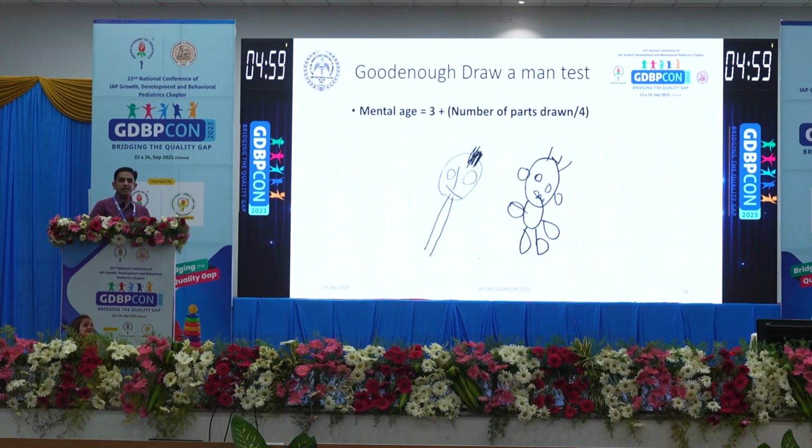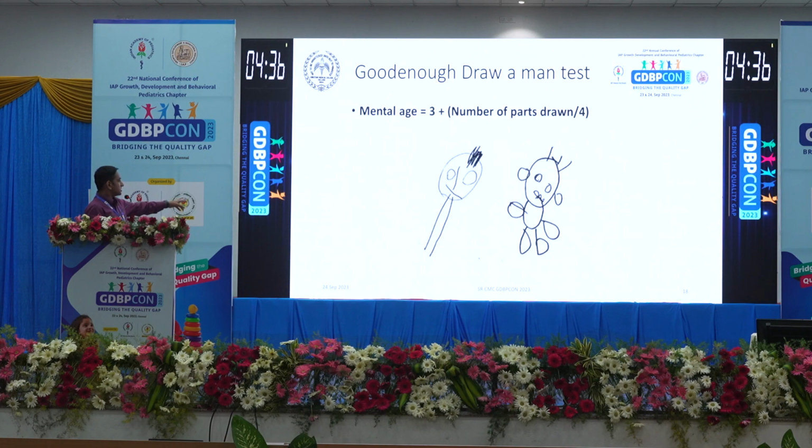And another simple test that you can perform bedside is the good enough draw a man test. Good enough draw a man test is done for a child who is more than 3 years of age. At 3 years is when a child can draw a circle. Circle is the first representation of head. That is why you start doing it beyond 3 years of age. Number of parts that a child draws divided by 4 plus 3 is the mental age of the child.